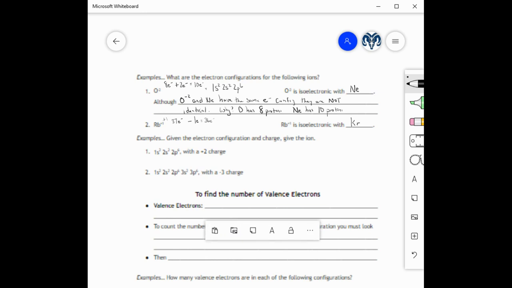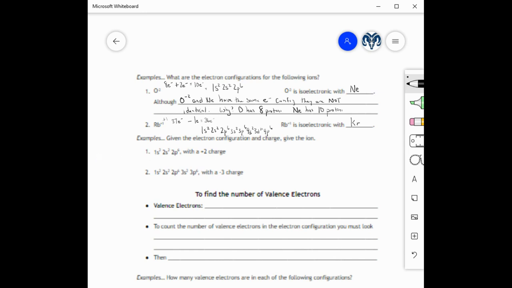And to write that, what we're going to do is we have 1s2, 2s2, 2p6, 3s2, 3p6, 4s2, 3d10, 4p6. Okay. So now, let's look at the next question.